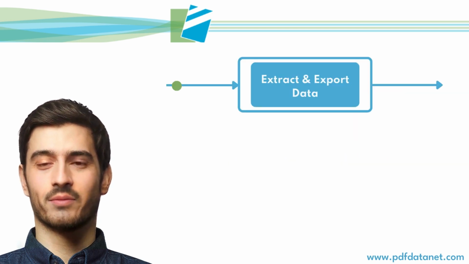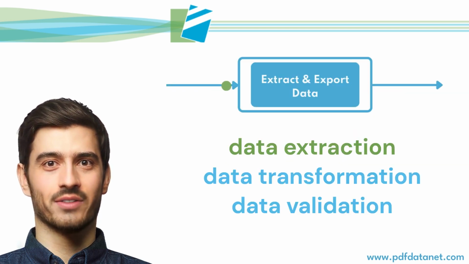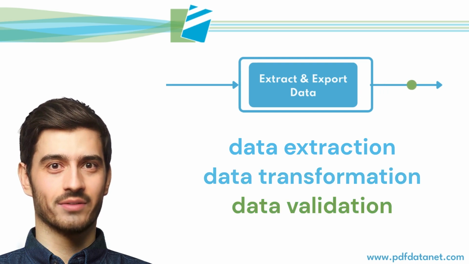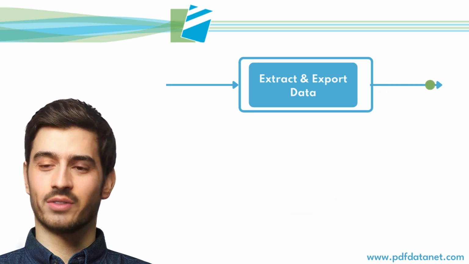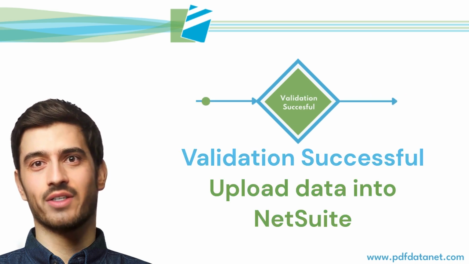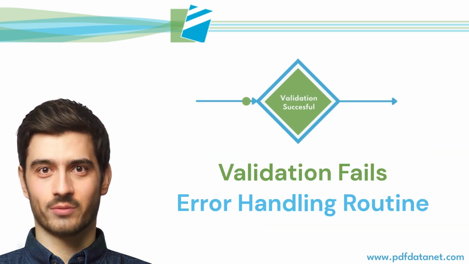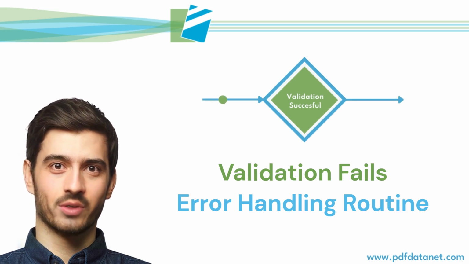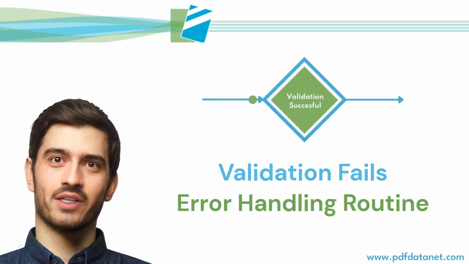The required data is now extracted, transformed, and validated. If the data validation step is successful, the order or invoice is passed for uploading into NetSuite. Any failure of the user-defined business rules will route the document into the error handling process.